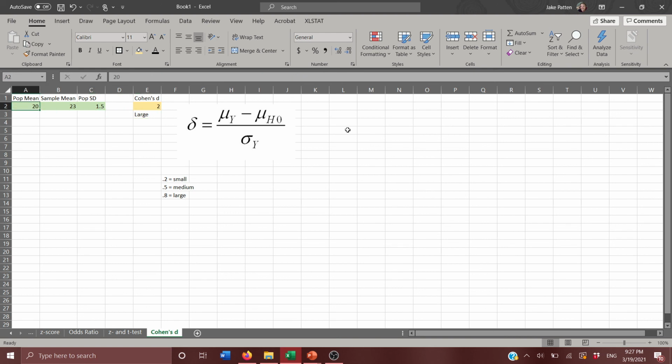So we've got a large effect here, but let's change the sample mean to 21. Hey, excellent. We've got a Cohen's d of 0.67, and it's a medium effect. Now we can make it even smaller. What if this was a standard deviation of 2? Need to go smaller. What if it's a standard deviation of 3? It's a small effect. And what if it's a standard deviation of 10? No effect, because we have 0.1.